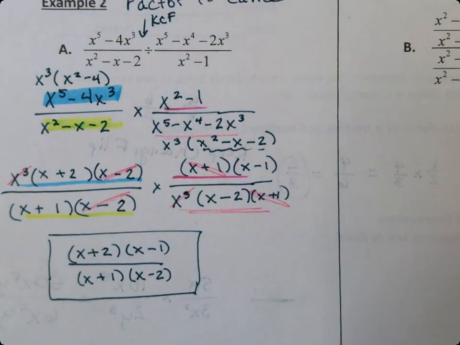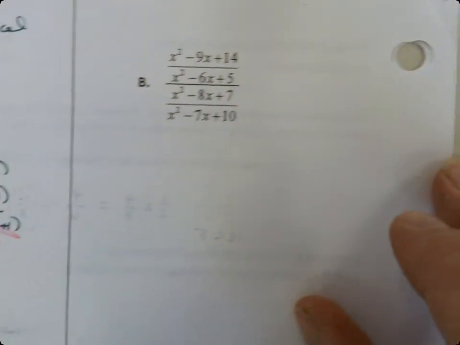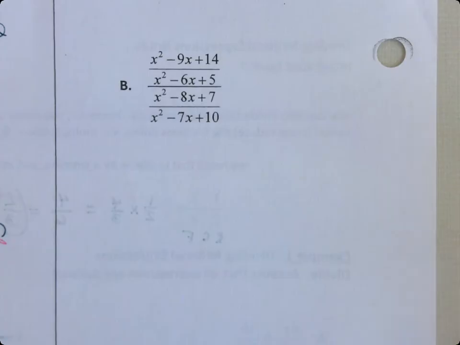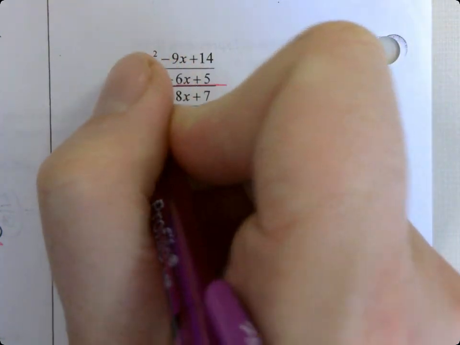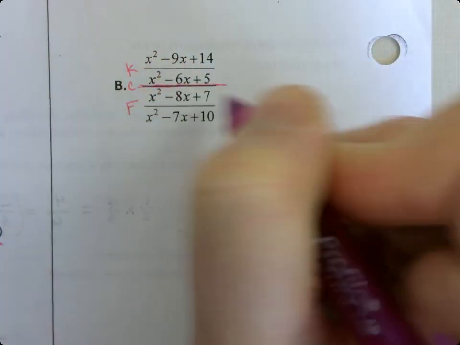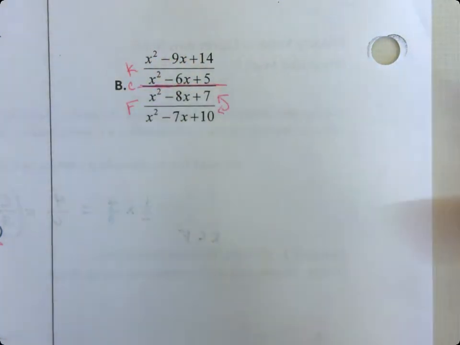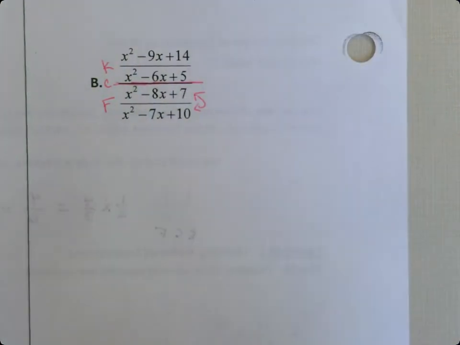All right, look at example B. Same idea, but they're stacked. So do you see your big division symbol? This is your keep, change, and this is your flip. We're going to flip the second one. So I'm going to rewrite it without factoring, but if you're comfortable, you could factor as you go.